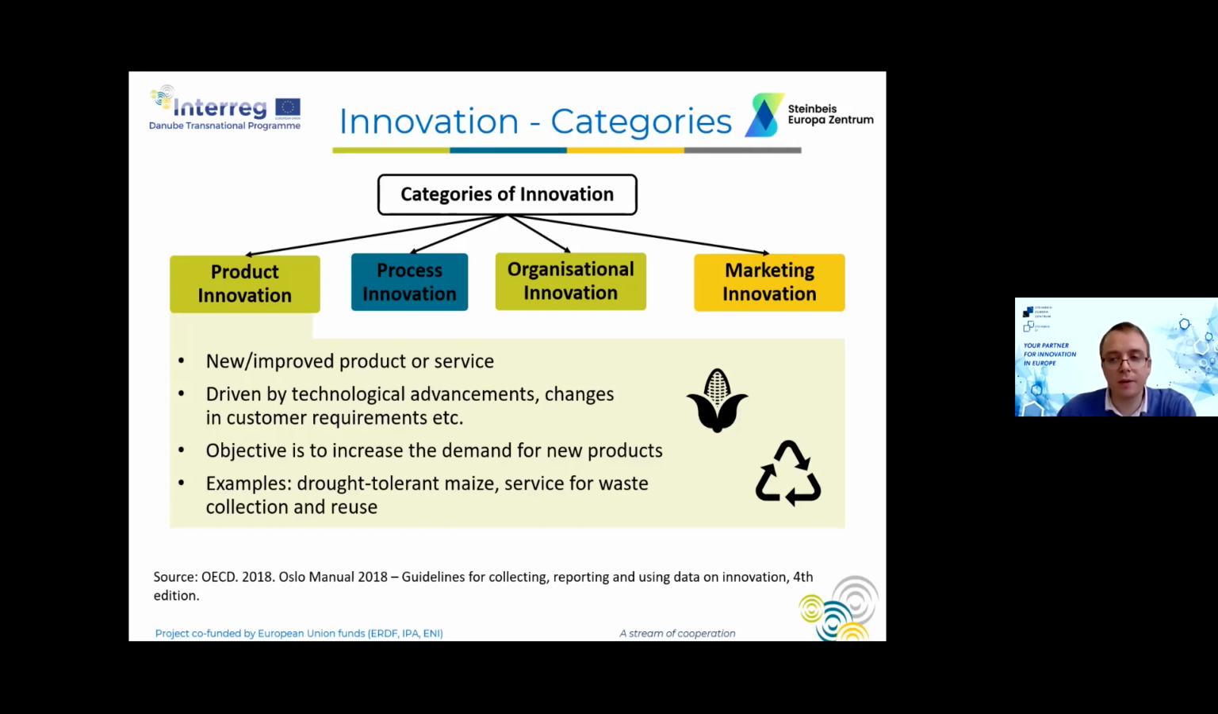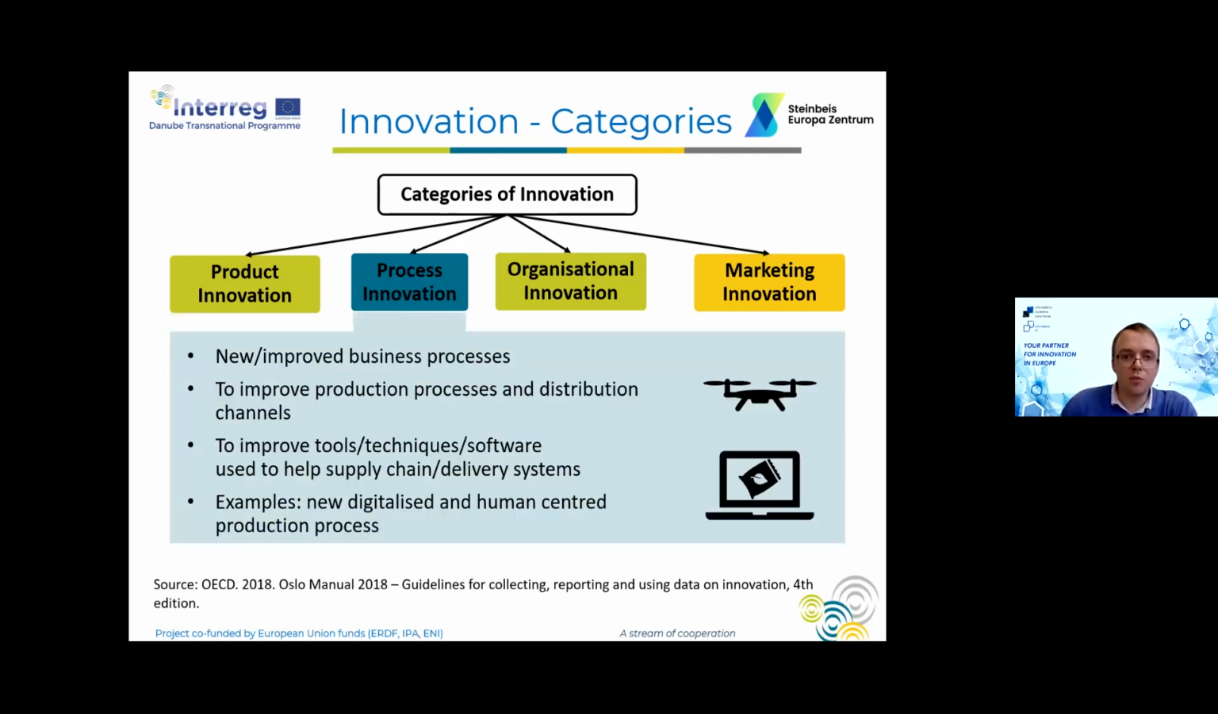So we have a lot of examples of product innovation around you. So maybe the most important one of the last decade was the smartphone that now became, let's say, a generic consumer good across the world. The second category of innovation is process innovation. So it's all new improved production processes and distribution channels that could help you to manufacture some goods or distribute your goods to your end customers.